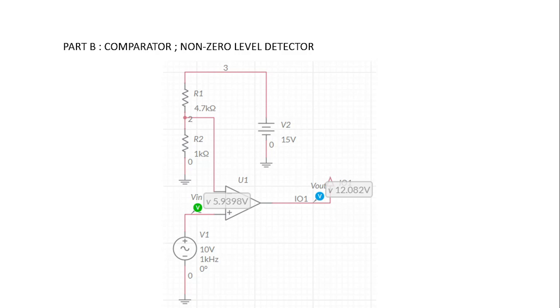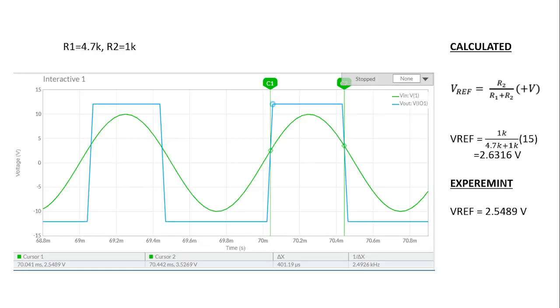So this is the circuit for part B, comparator, non-zero level detector. In this part we use 2 resistors, 1 AC and 1 DC. In this part we use DC voltage equal to 15 volt and AC voltage we use 10 V peak and 1 kHz. In situation 1, we use R1 equal to 4.7K and R2 equal to 1K.